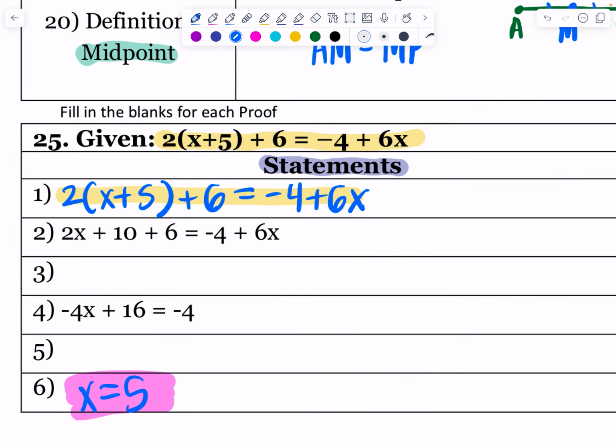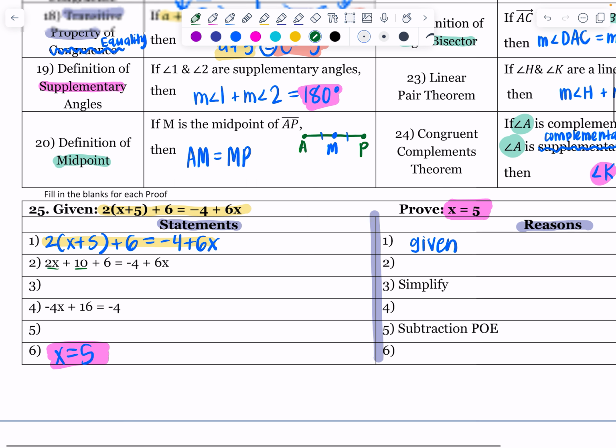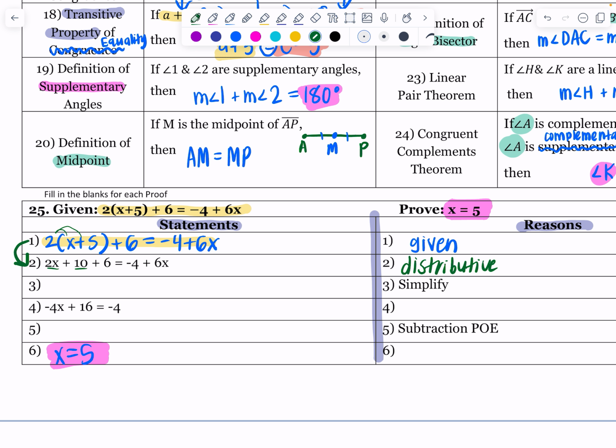All right, so they filled in the next statement. How did they go from 2 times x plus 5 to all of a sudden it's 2x plus 10? How would they get there? So what you're doing when you're looking for a reason right here is you're saying, how did I go from step 1 to step 2? What happened to get me there? Well, what did they do to get me there? They distributed. They used the distributive property. That distributive property would allow me to distribute the 2 to the x and the 2 to the 5. So what is 2 times x? It's 2x. What is 2 times 5? It's 10. Okay, so that's our distributive property.